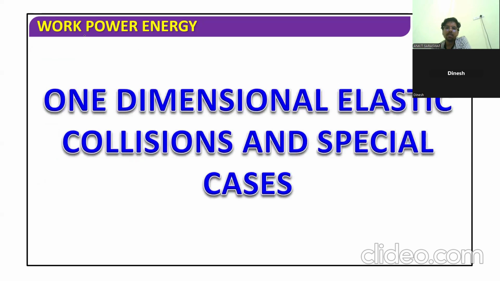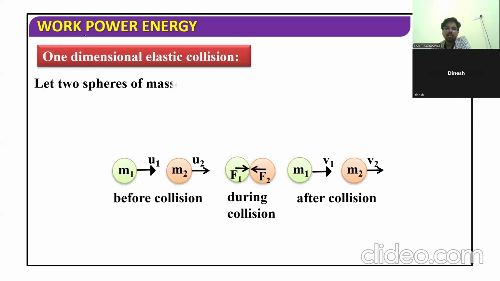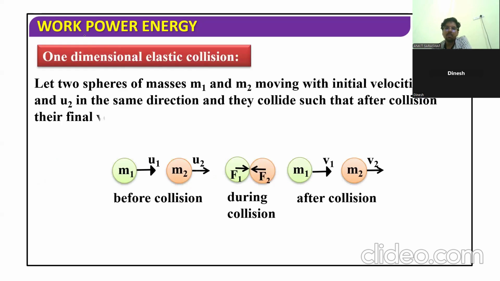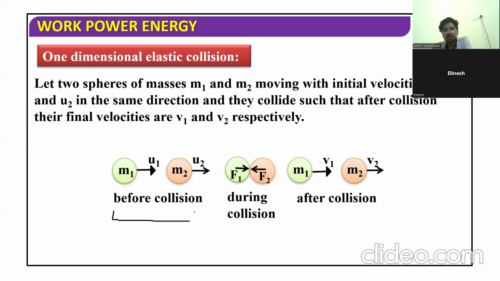Now, one dimensional elastic collision and a special case. Let us consider two spheres having mass m1, m2. They are moving with initial velocities u1 and u2 in the same direction, and they collide such that after collision their final velocities are v1 and v2. During collision, what is happening? F1, F2 are normal. Once they collide, the shape deforms like this.